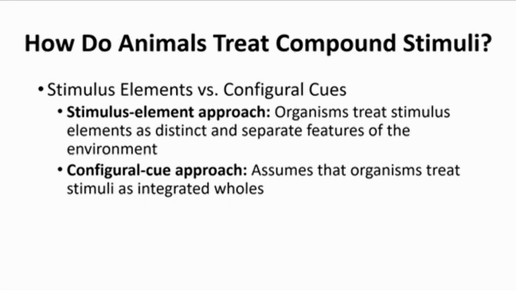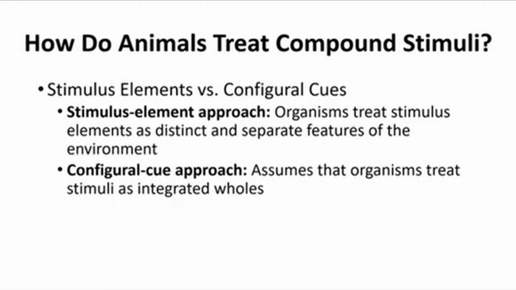We might say that the organism pays attention to the compound as a whole and considers that compound stimulus a unique configuration that is separate and distinct from either of the elements on their own. If this were the case, if you had trained an animal using a compound stimulus and then tried to present the individual elements, their behavior might not generalize to the single element. They might not respond to that single element the way that they did to the compound stimulus. So this might be what's responsible for the overshadowing effect.